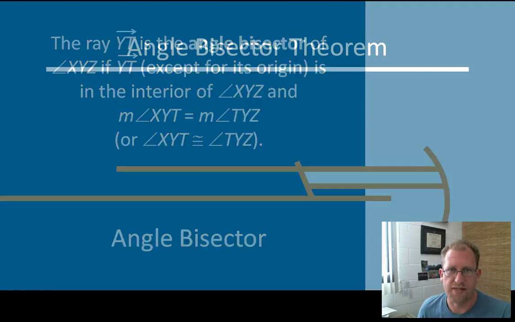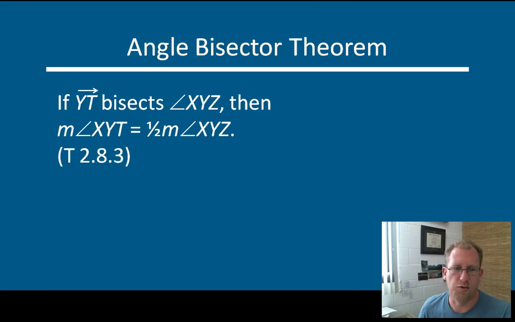That's an angle bisector. Angle bisector theorem: if YT bisects XYZ, then the measure of XYT is 1/2 the measure of XYZ. So you have an angle and you bisect it. This angle is now 1/2 of this angle. Okay? And I hope my little fingers help you because for some reason the publisher didn't put a lot of pictures on these slides. We'll talk about them in class.